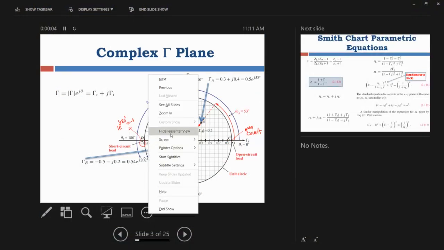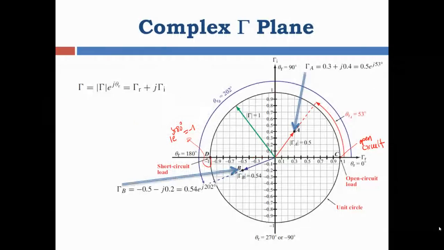Go ahead. Doesn't tangent only give between the first and fourth quarter, or the first and second quarter? Well, the thing is that, as I said, theta r, which is the angle of the gamma reflection coefficient, is equal to inverse tan of the imaginary part, which is -0.2, divided by the real part, which is -0.5. Okay, now if you put this in your calculators, what do you get?